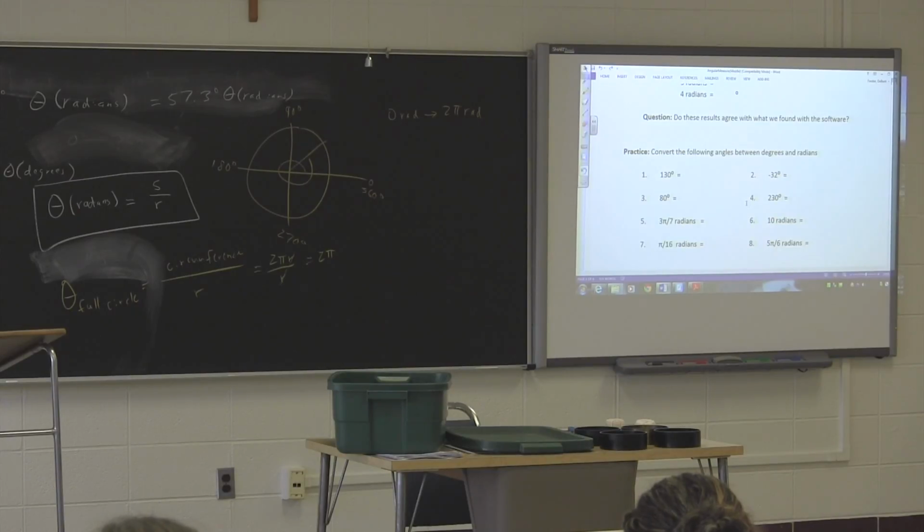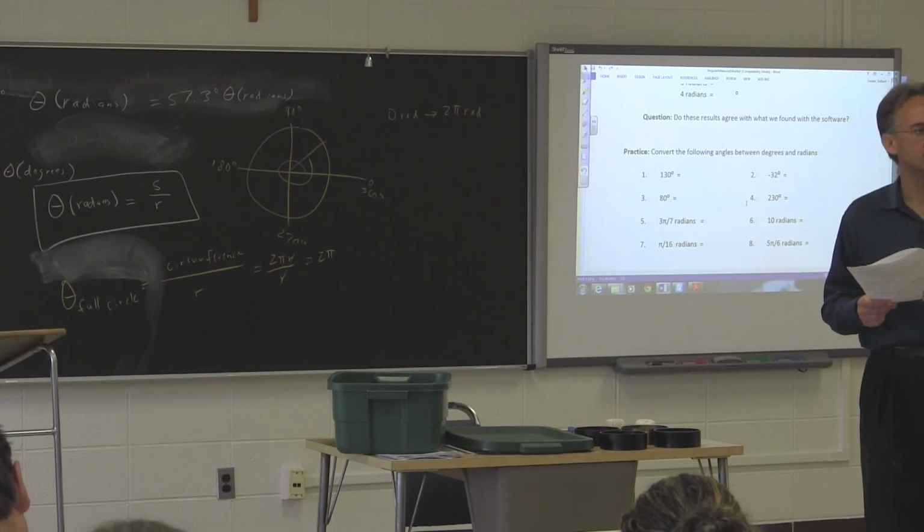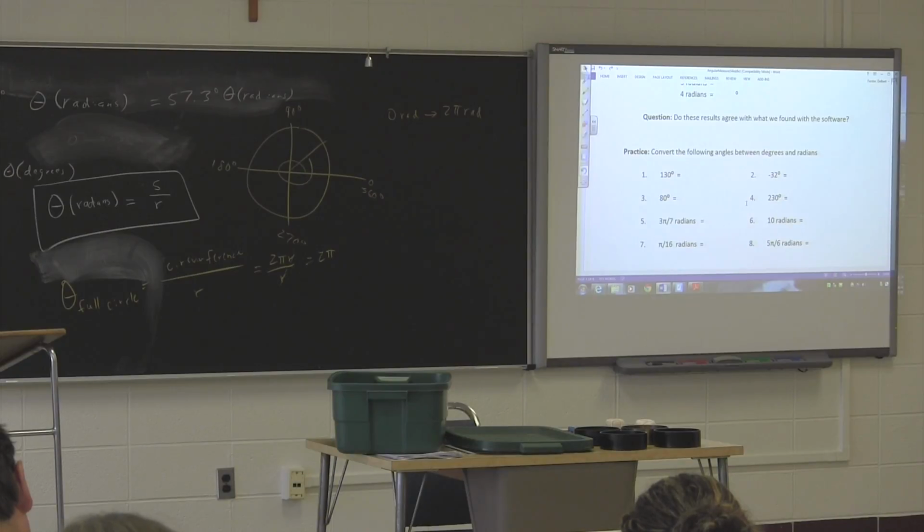11.25. And 5 pi over 6? What is it? 150. 150 degrees. Good. So you can see the conversion from degrees to radians or radians to degrees is pretty straightforward.